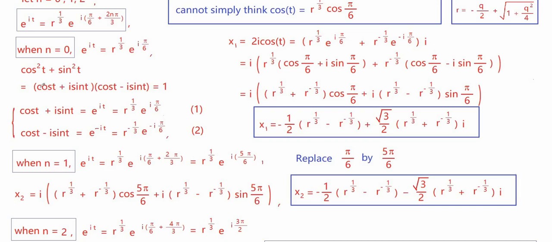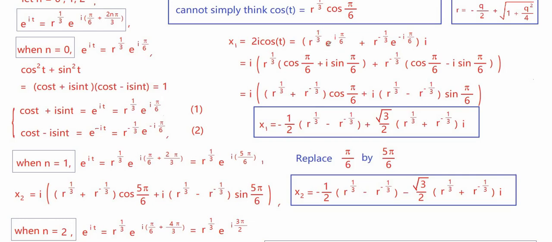And it can be rewritten as: cosine t plus i sin t times cosine t minus i sin t equals 1. And cosine t plus i sin t is e to the it power. So we get cosine t plus i sin t equal to R to the 1/3 power, and so on. And cosine t minus i sin t is e to the negative it power, so it is R to the negative 1/3 power, and so on. So we can put 1 and 2 together.